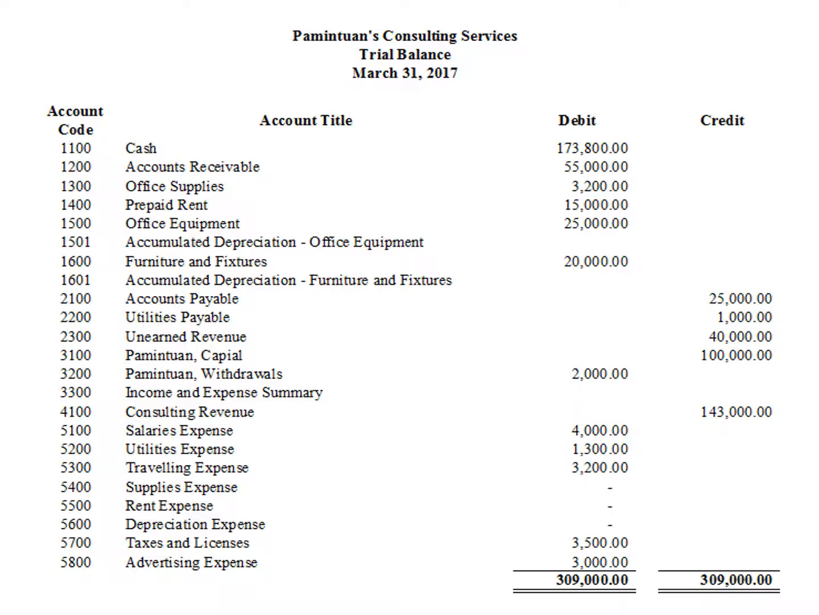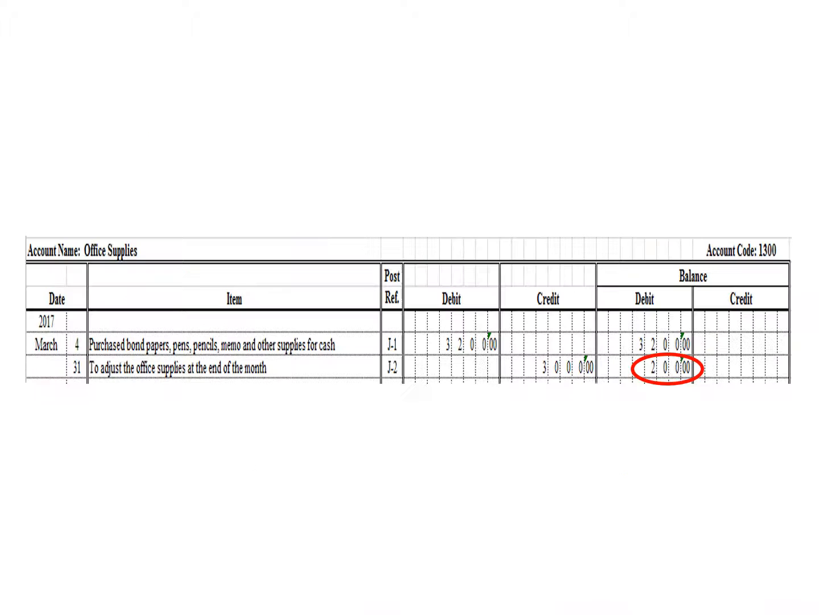This is the trial balance we had prepared before the adjustment. Since we had made some adjustments to some accounts, we need to update this. We are going to prepare another trial balance, and we are going to call it the adjusted trial balance. Again, we are going to refer to the respective ledgers in order to update our adjusted trial balance.